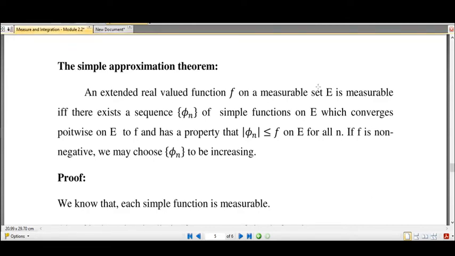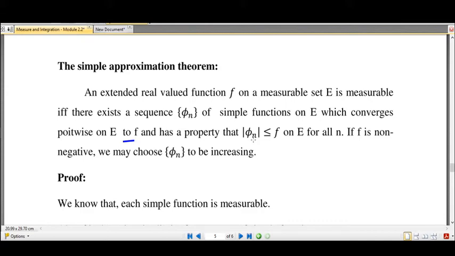Hello everyone. In this video we are going to discuss one important theorem, the simple approximation theorem. This theorem says that an extended real valued function f on a measurable set E is measurable if and only if there exists a sequence phi n of simple functions on E which converges pointwise on E to f, and which has the property that modulus of phi n is less than or equal to modulus of f on E for all n.